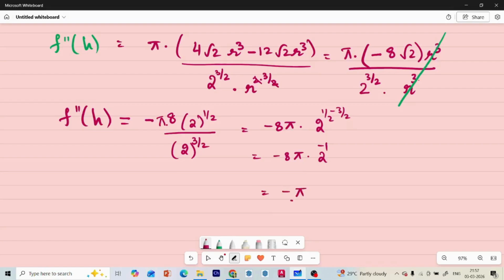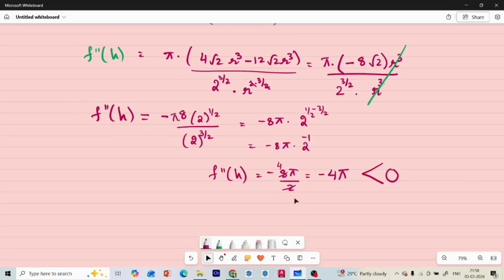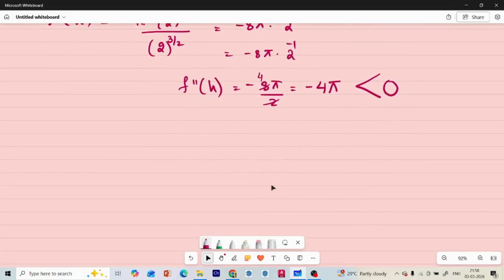It's basically 8 by 2, minus 8 pi by 2, which is 4 times. We literally got minus 4 pi. F double dash h, we got the value as minus 4 pi, which is definitely less than 0. So what did we get? F double dash h is negative at h is equal to root 2 r.